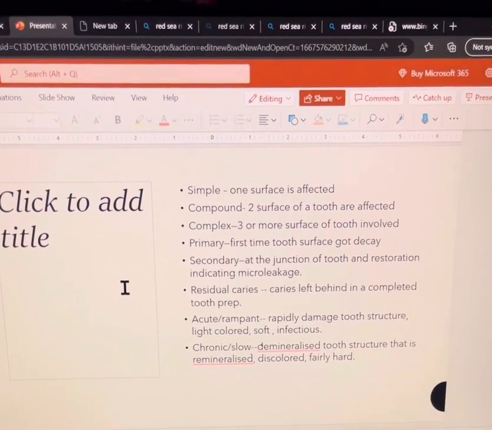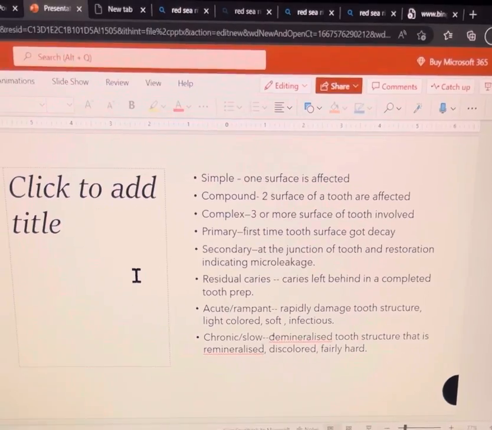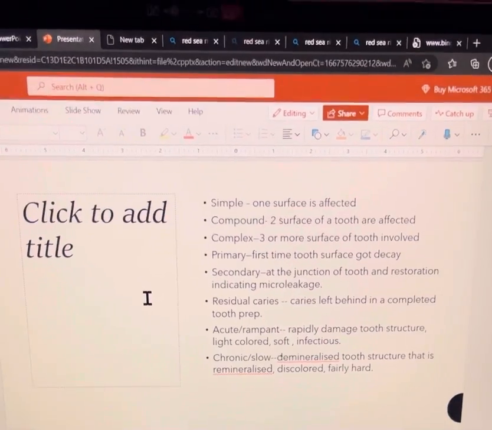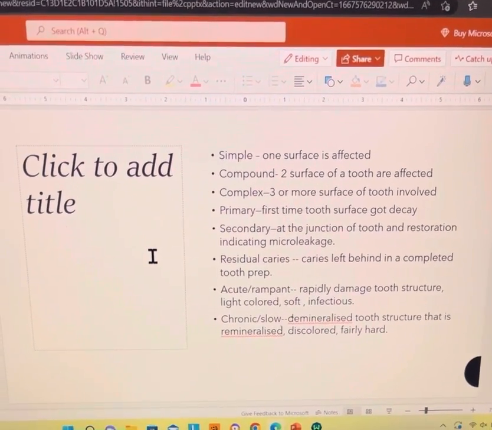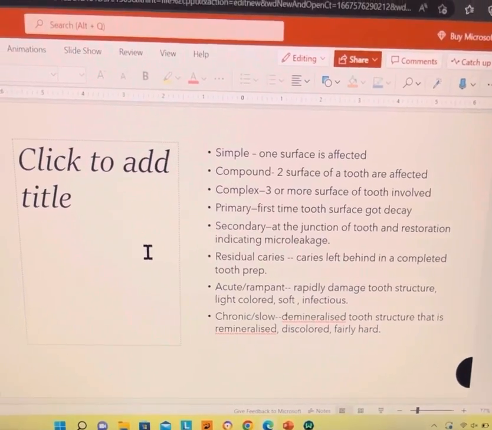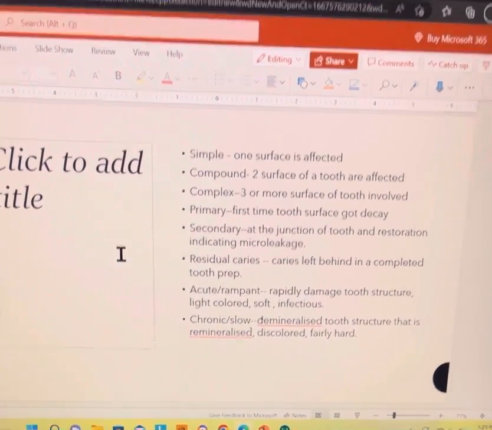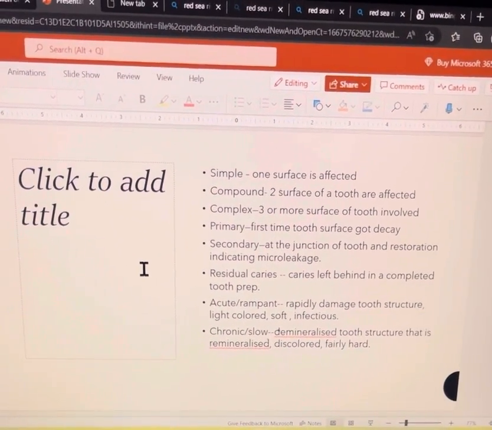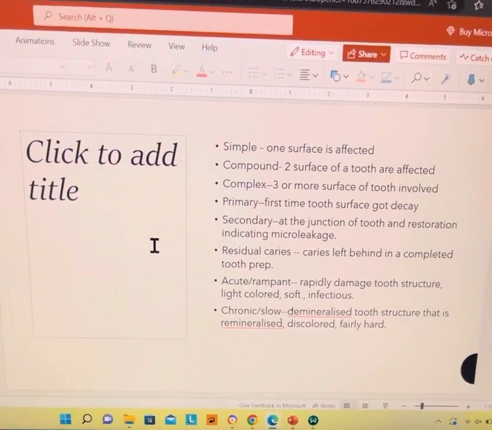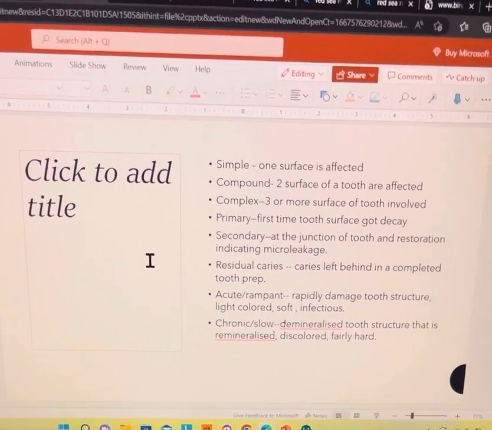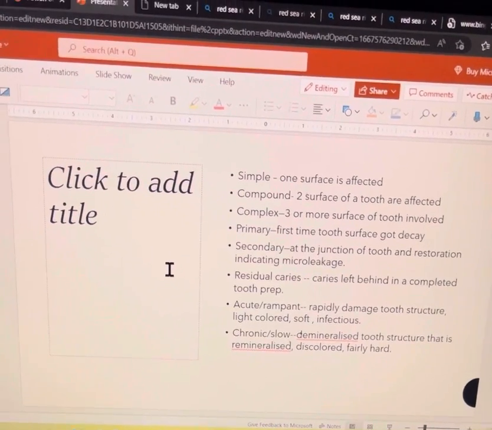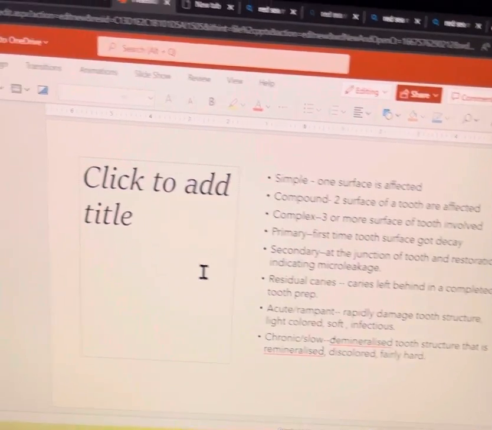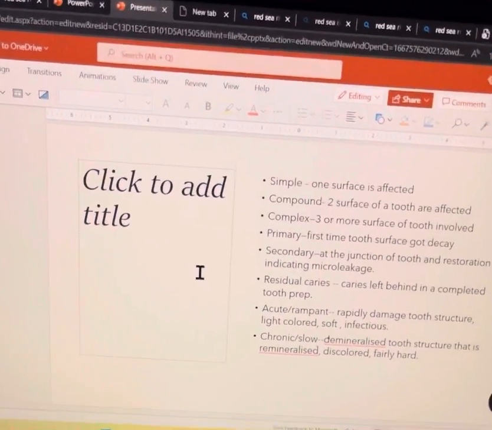Primary caries is the first time the tooth surface got decay. Secondary caries is at the junction of the tooth and the restoration. Already the caries had occurred, we restored it, but then again the caries came back. Secondary caries is also known as recurrent caries. Residual caries, the name itself says residue, something left behind. So caries left behind in a completed tooth prep.